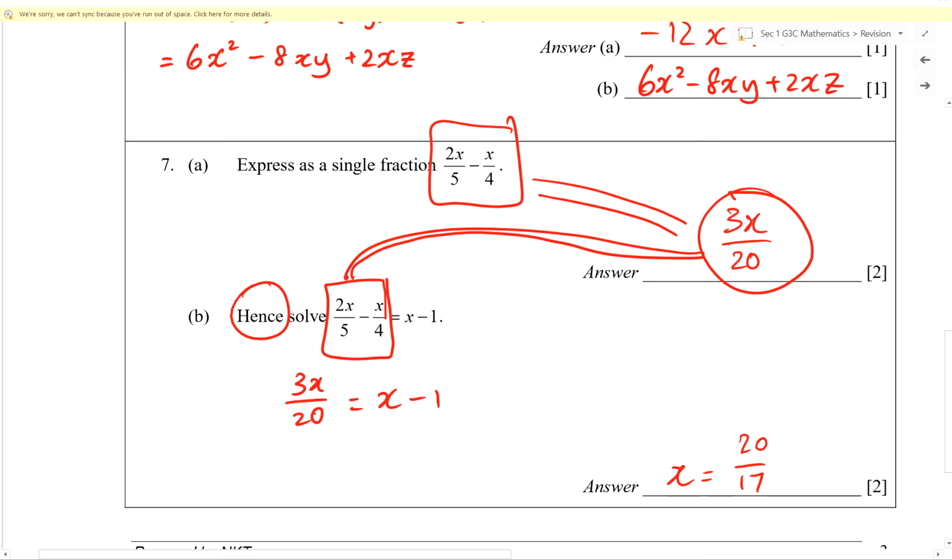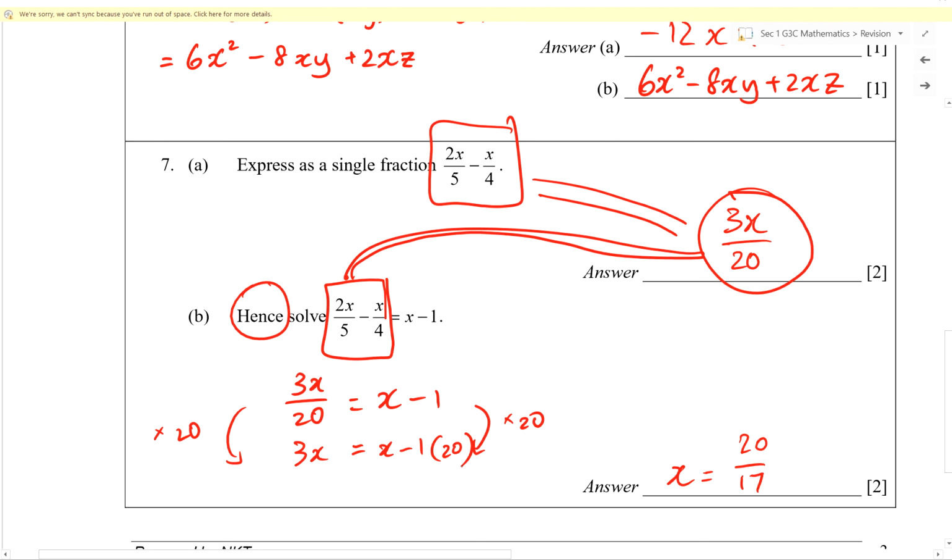Alternatively, I want to get rid of this fraction. What can I do to both sides? Times how much? 20, to get rid of the denominator. So you do the same for the other side so that they remain equal. So we have 3x, and here, x minus 1 times 20. Is this okay? Is this okay? Sean, is this okay? Yishuan says we multiply by 20 on both sides. So that's what I did.